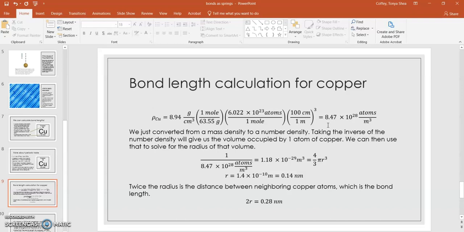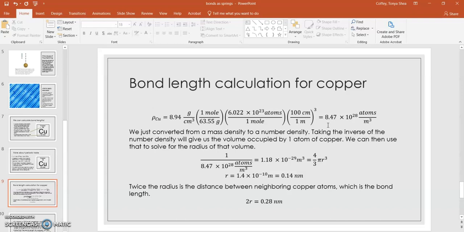So I've just converted from a mass density to a number density. Now, if you take the inverse of that number density, it'll give you the volume occupied by 1 atom of copper, right? Because it's atoms per meter cubed. So if you invert that, it would be meters cubed per atom. So we can then use that and solve for the radius, right? So 1 over 8.47 times 10 to the 28 atoms per cubic meter is 1.18 times 10 to the minus 29 meters cubed. That's the volume occupied by 1 atom of copper in the lattice. And then I can set that equal to 4/3 pi r cubed, which is the volume of the sphere, and solve for the radius. When I do that, I get r is equal to 0.14 nanometers.